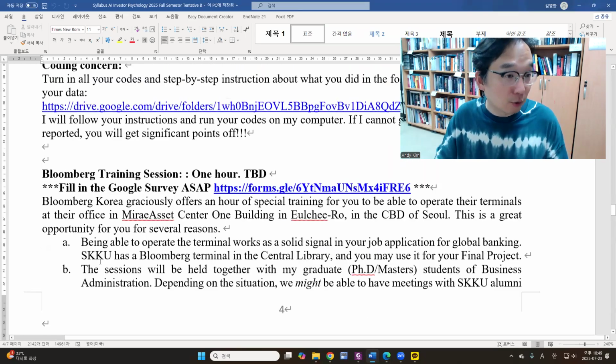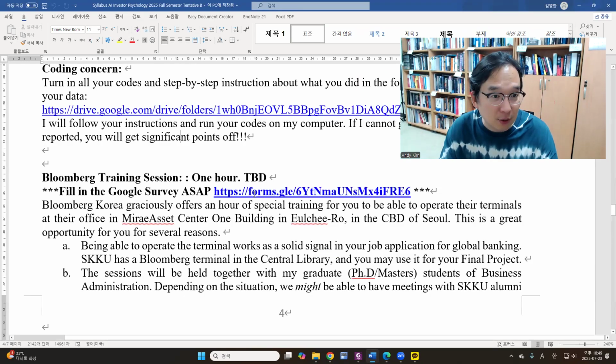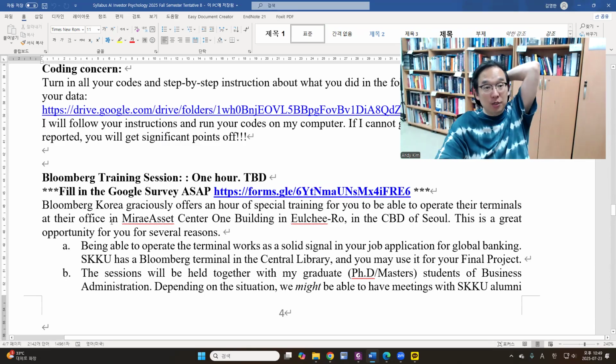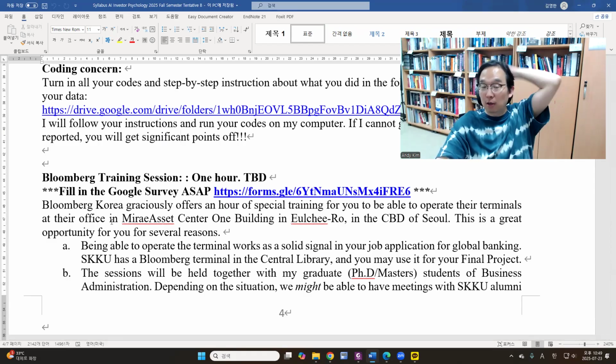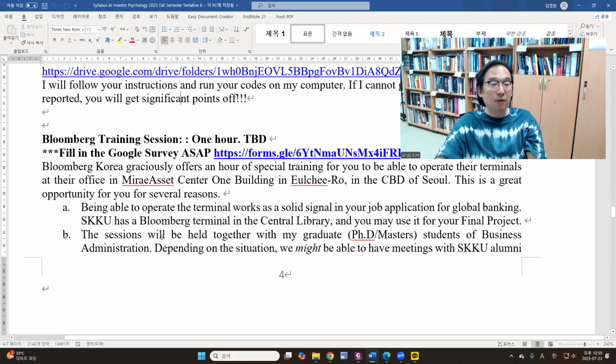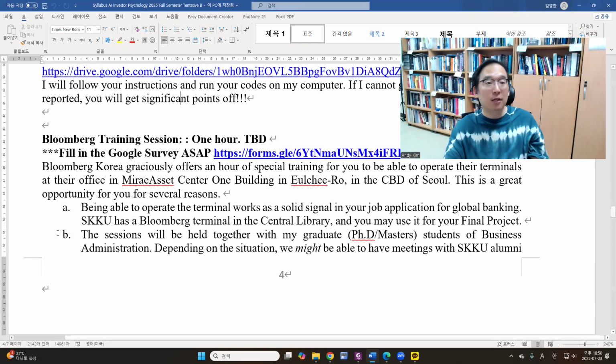Bloomberg terminal session, I told you before. If you're interested, sign up right away, right now, for the Google survey over here. I give you the link, and Bloomberg Korea graciously offers our 1 hour session for the terminal operation. The location is over there. I strongly encourage this for many reasons. Number one, being able to operate the Bloomberg terminal works as a solid signal in your job application for global banking. SKKU has a Bloomberg terminal in the central library, and you may use it for your final project.